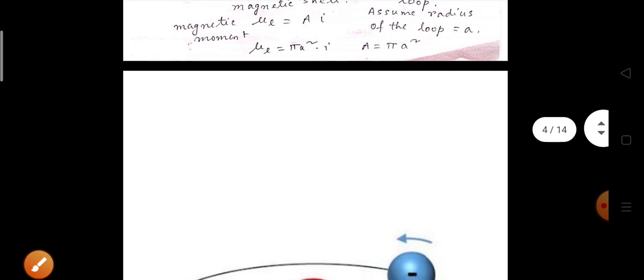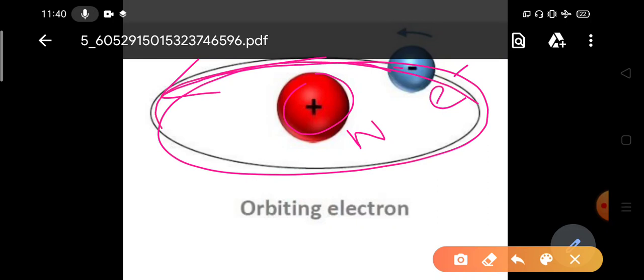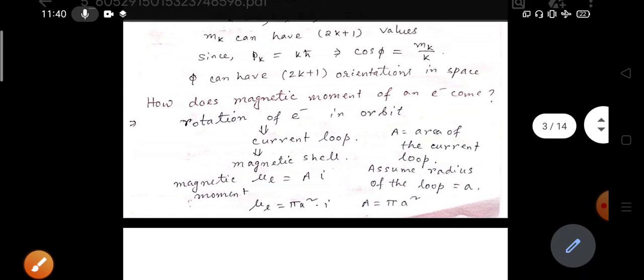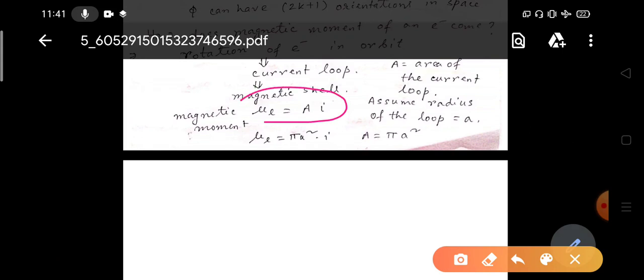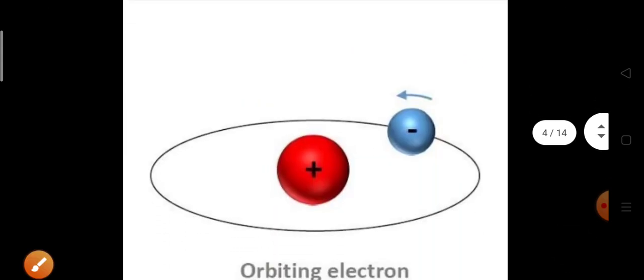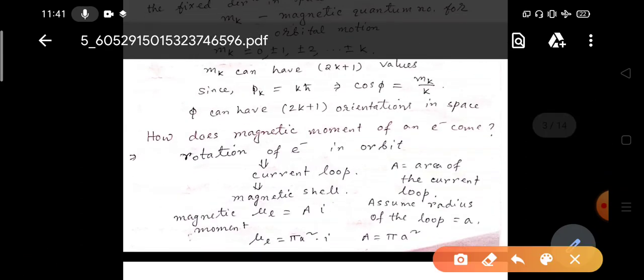Suppose this is our orbiting electron, this is our nucleus, this is the electron, and the electron is orbiting around the nucleus. So the charge is moving around the loop, and it will behave as a tiny magnet. The magnetic moment arising due to this orbital motion of the electron is mu l, the orbital magnetic moment, equal to A into I. Let's find out the value of mu l. So A is the area of the current loop.